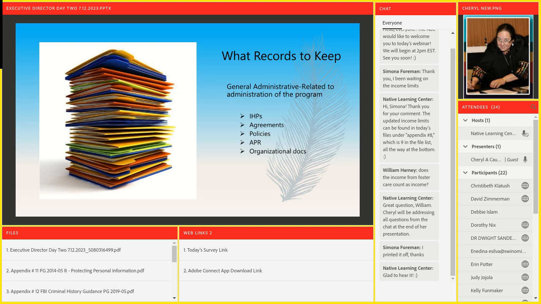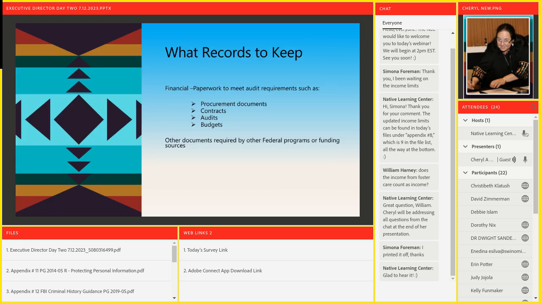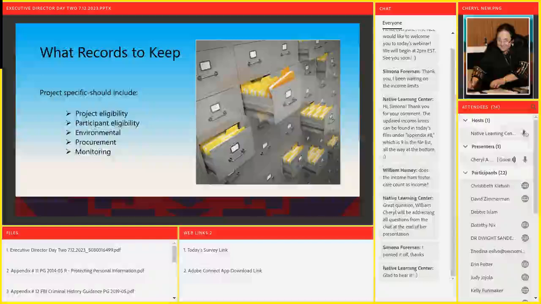What records do you keep? General administrative records related to administration of your program: your IHP, your agreements, your policies, your APR, your organizational documentation. Finance paperwork to meet your audit requirements: your procurement documents, your contracts, your audits, and your budgets. Other documents required by your other federal programs or funding sources. Your project specific records should include project eligibility, participant eligibility, and everything you keep with your environmental, your procurement, and your monitoring.